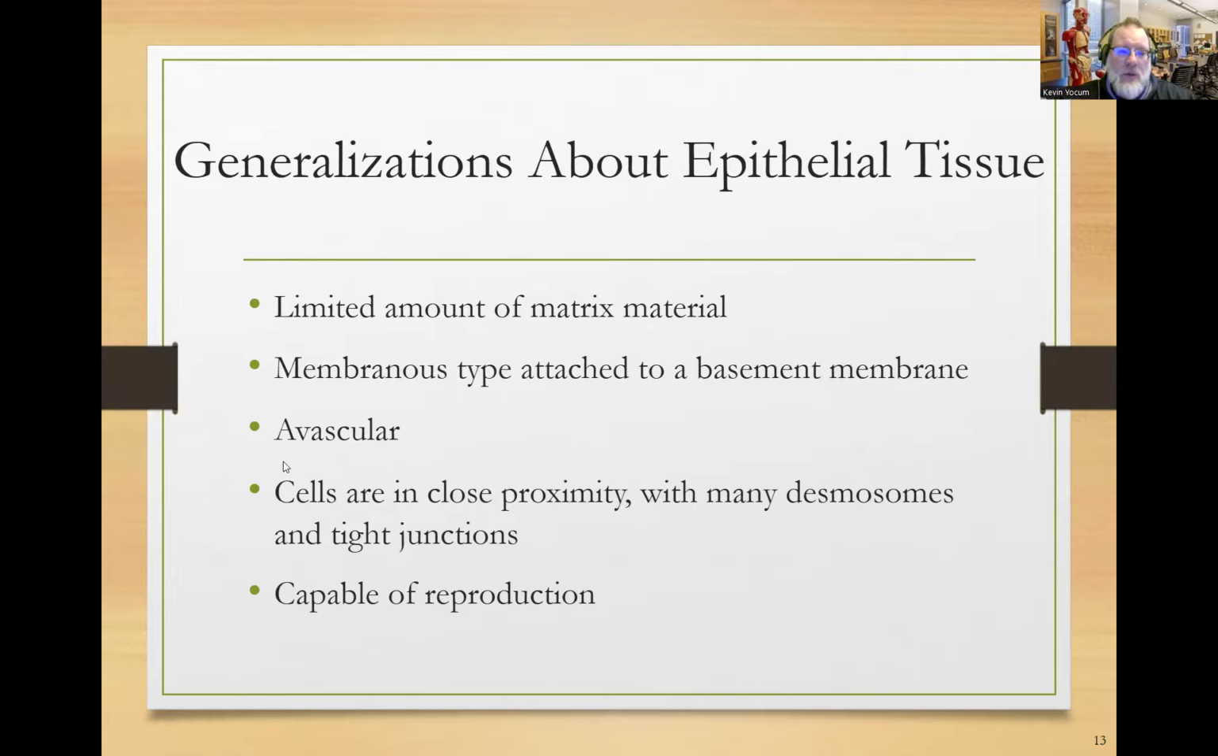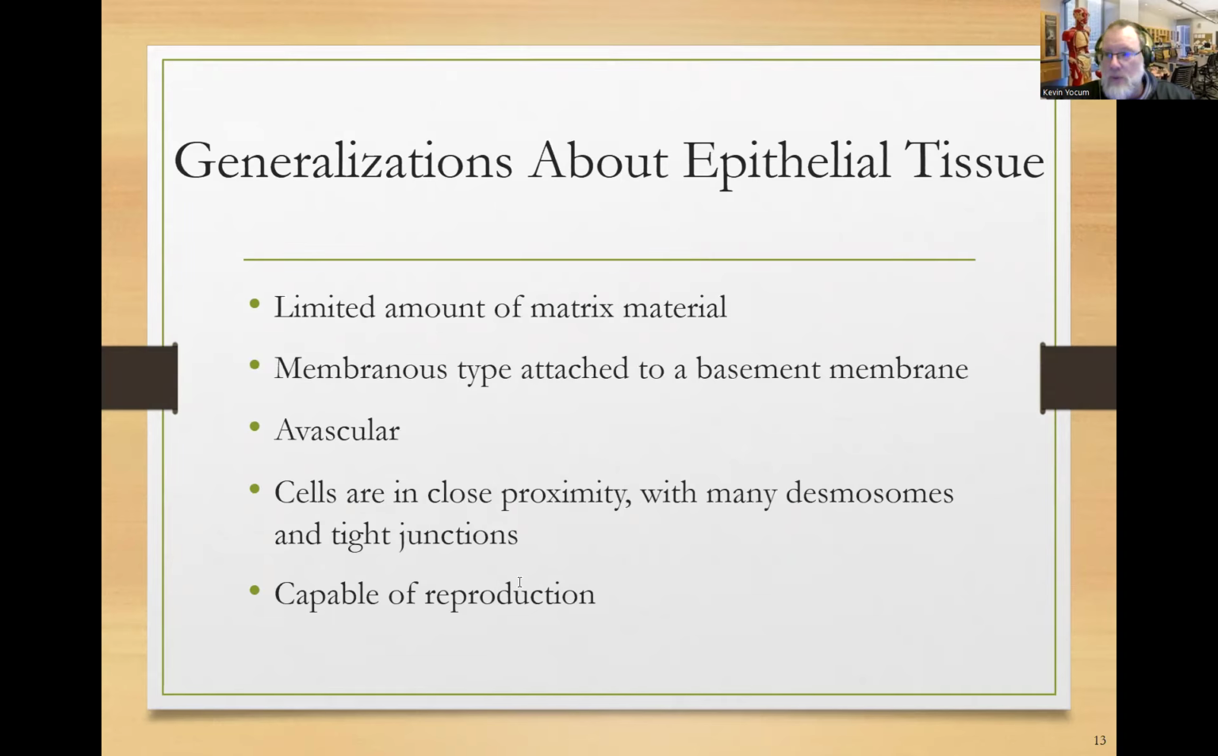Avascular means there's no blood supply. Cells, again, are considered to be close in proximity. Desmosomes and tight junctions are simply connections between cells. And epithelial cells can certainly reproduce.